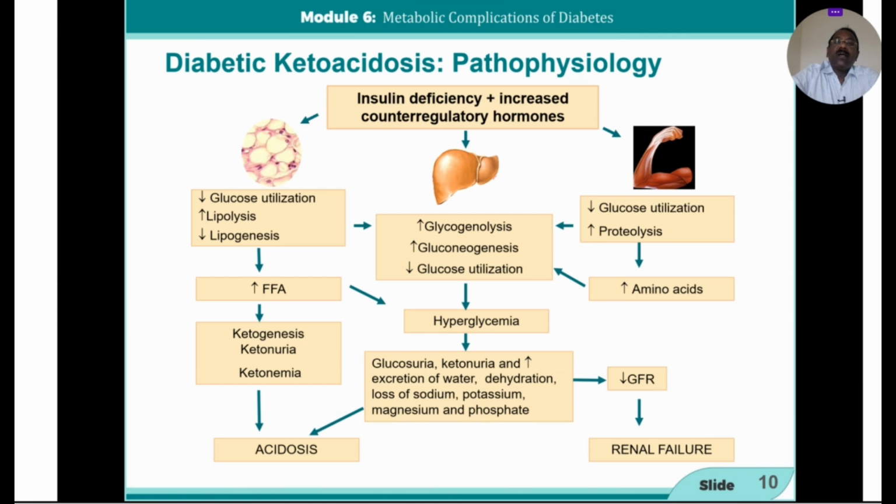See, that is your DKA pathophysiology. The two things here are insulin deficiency and excess of counter-regulatory hormones. What are the counter-regulatory hormones? Glucagon, growth hormone, cortisol, epinephrine, norepinephrine. These five are the counter-regulatory hormones.